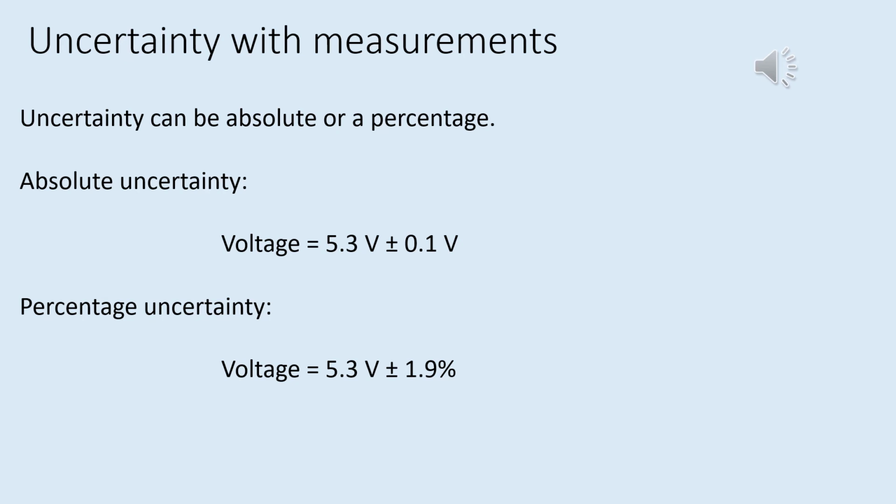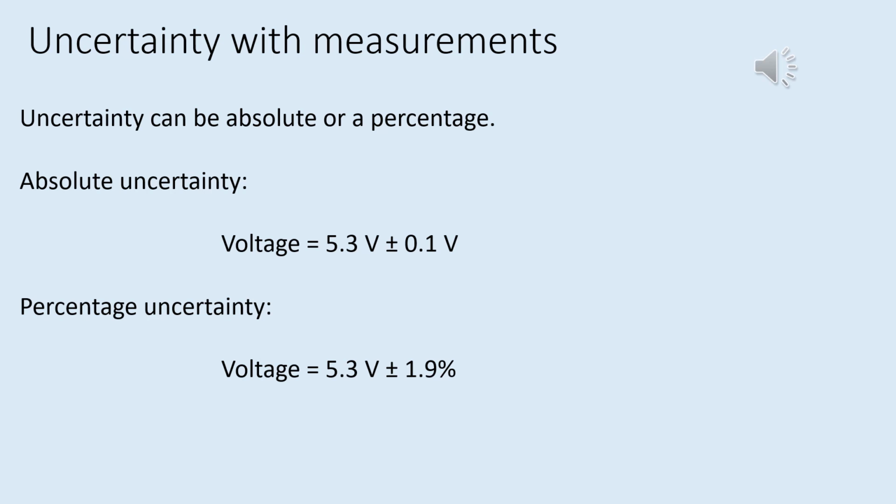Uncertainty or interval around our measurement can either be expressed as an absolute uncertainty or a percentage uncertainty. So to understand this, we can take a look at this example. So here I've written down an example of where we've taken the measurement of a voltage and we've measured 5.3 volts. And then we look at our voltmeter and we see that the resolution of the voltmeter is 0.1 volts. So we say that the absolute uncertainty on our measurement, so it could have been anywhere between 5.2 and 5.4. So we say that our voltage is 5.3 volts plus or minus 0.1 volts.